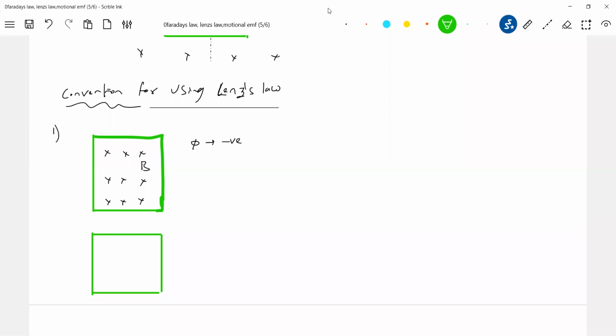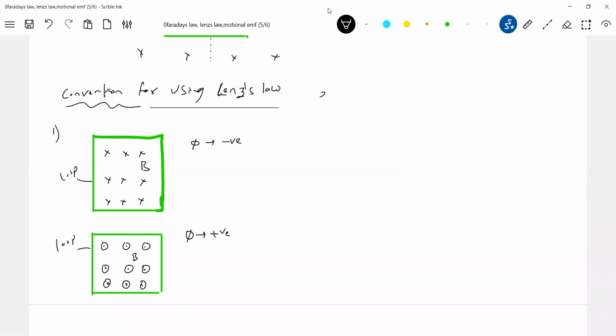What is that green color? Green color is a loop. Any shape you can take. If the B bar is directed out of the plane, the flux linking the loop is said to be positive.